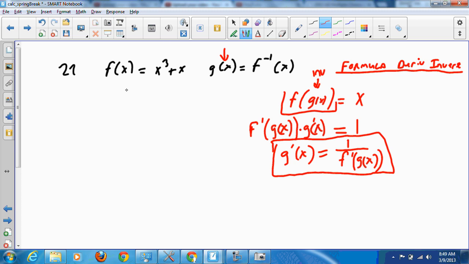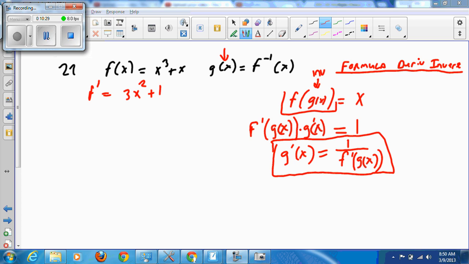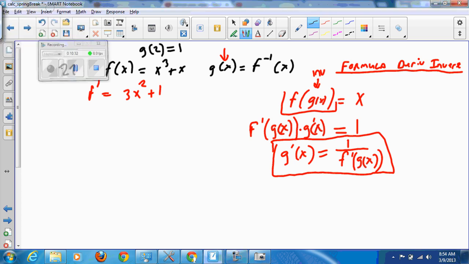So let's go ahead and take the derivative of this guy. The derivative of the original function is 3x squared plus 1. Alright, and then if you look back at the problem, I give you a couple of values. Let me pause this for a second so I can get my notes out. Okay, sorry about that. So I was looking for the inverse value. They gave us that the inverse at 2 equals 1.